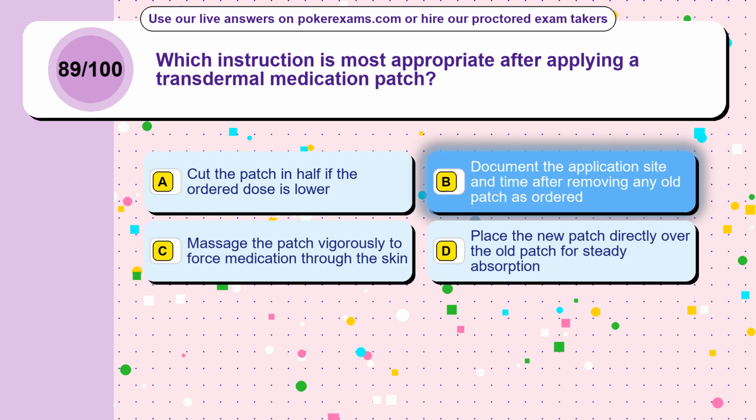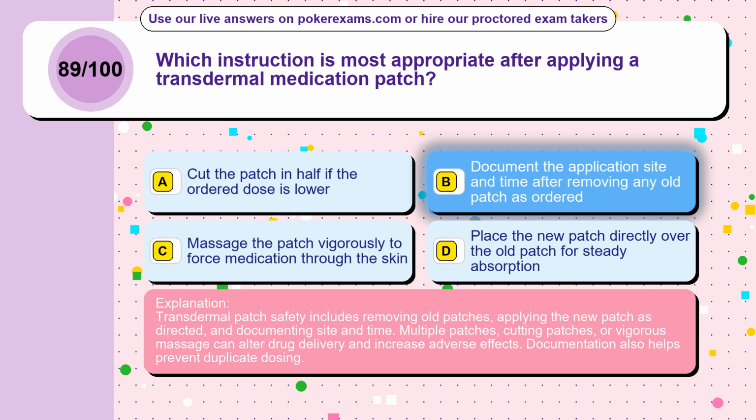The correct answer is option B. Document the application site and time after removing any old patches ordered. Transdermal patch safety includes removing old patches, applying the new patches directed, and documenting site and time. Multiple patches, cutting patches, or vigorous massage can alter drug delivery and increase adverse effects. Documentation also helps prevent duplicate dosing.